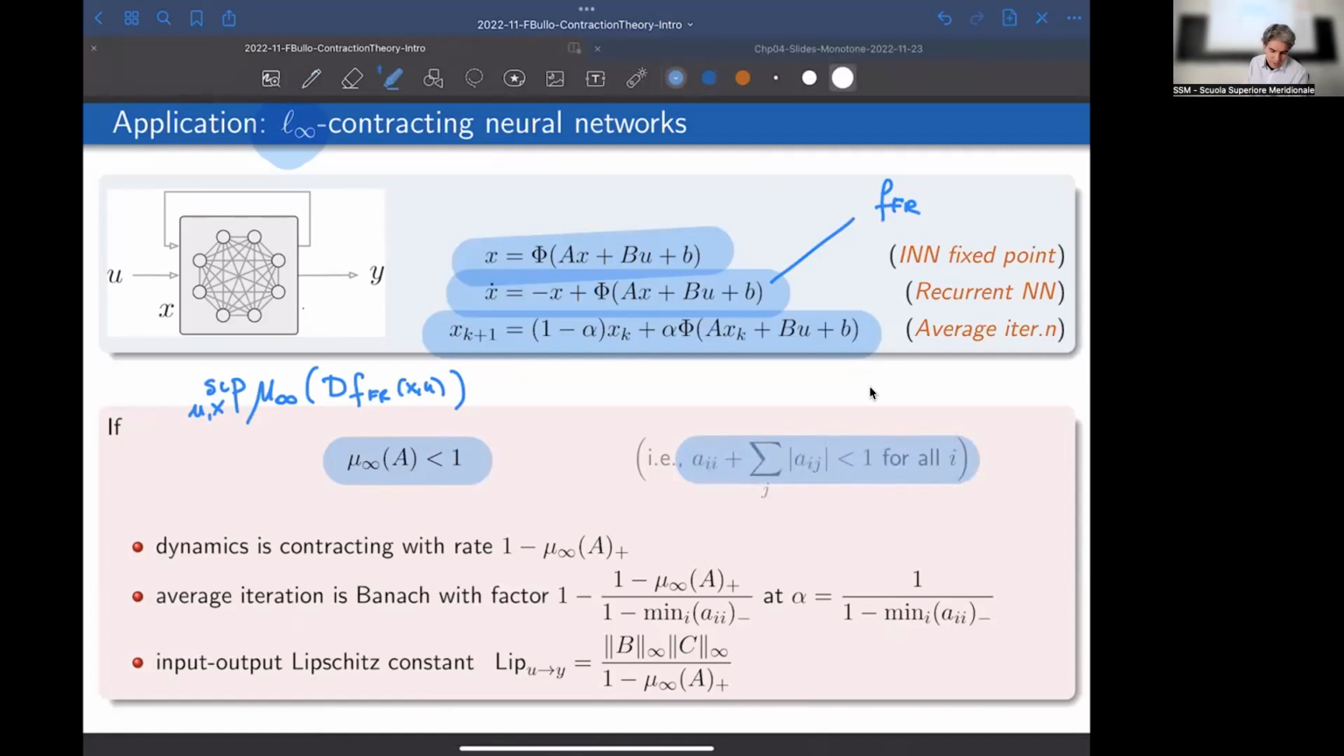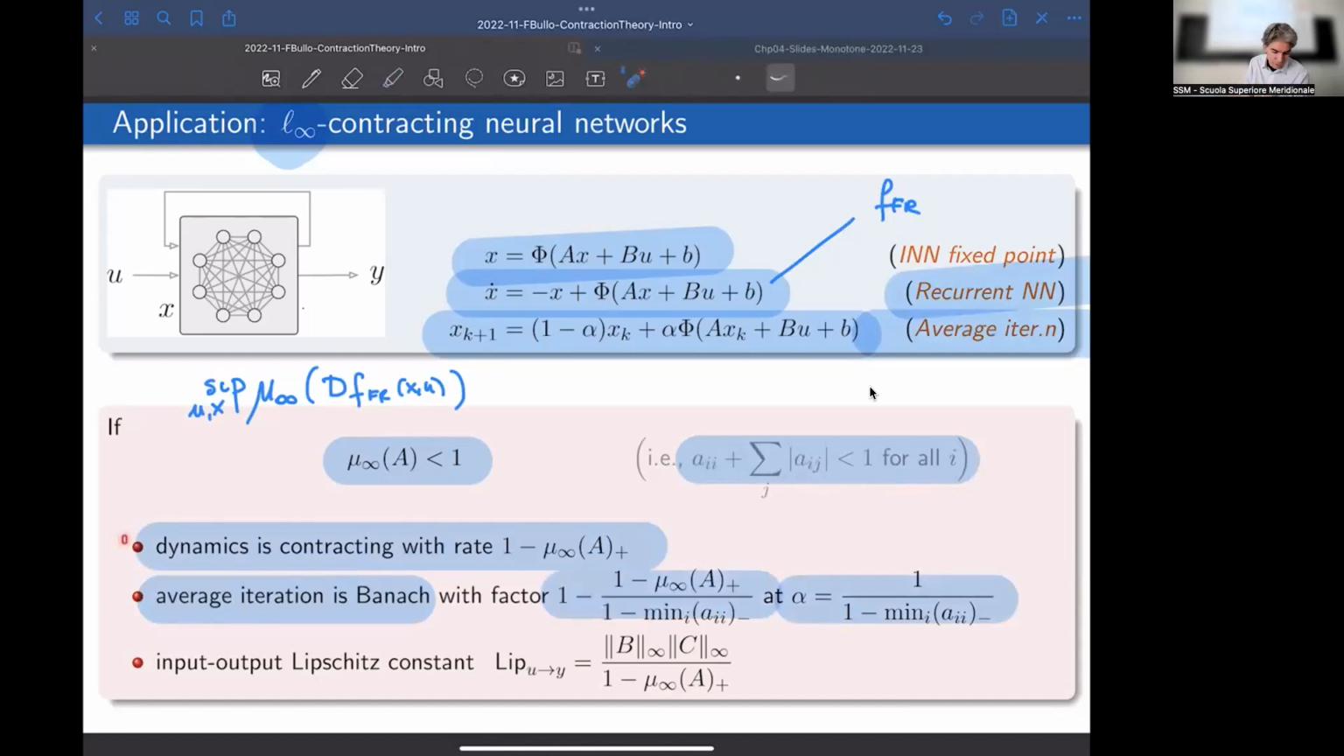Then what happens is that the dynamics, the second one here, is strongly infinitesimally contracting, and you have your expression for the contraction rate. The average iteration is a Banach contraction, so therefore it works. I have here some formulas that I did not explain in detail, but you can find them in the papers, which are everywhere. You get the optimal step size and you get the contraction factor.